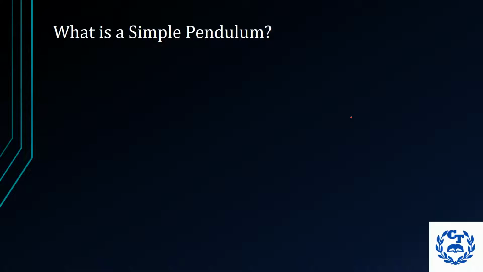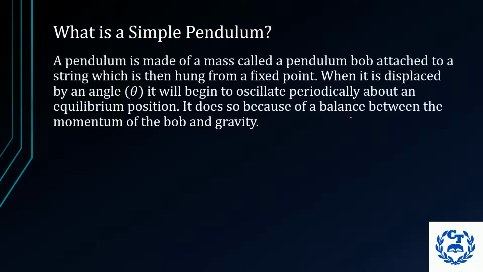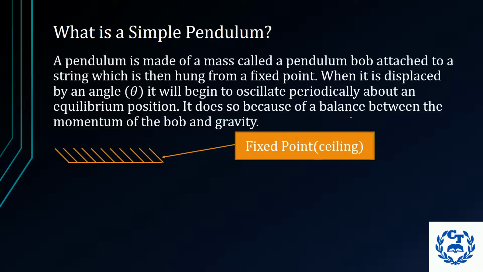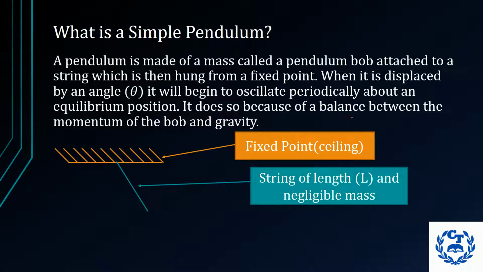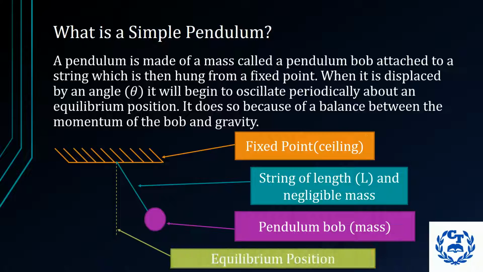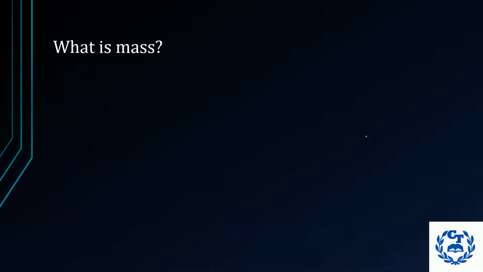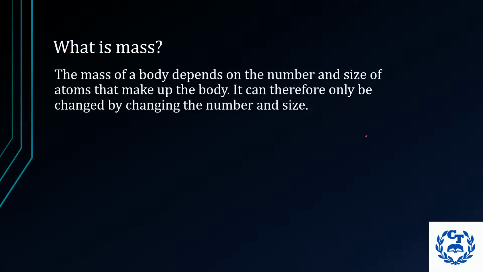And the first question is, what is a simple pendulum? A simple pendulum is something that is hung from a fixed point by a string and is attached to a mass, and this is simply displaced from an equilibrium position at a particular angle. Alright, and from there we define a few things.